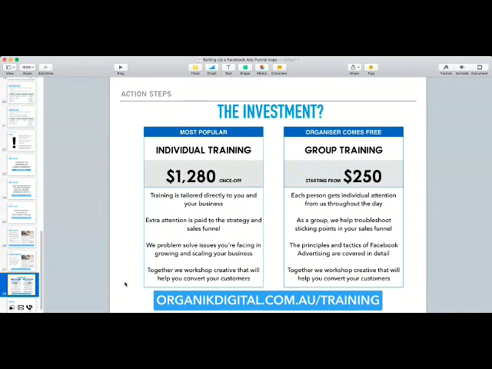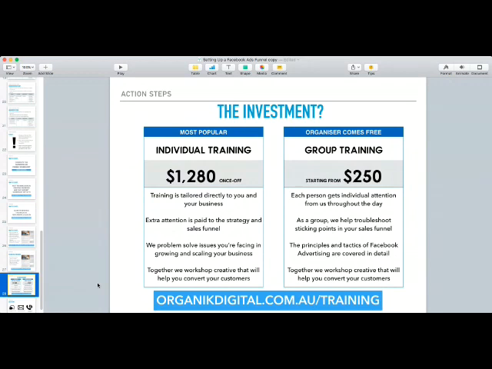I'm wondering how much they are. So there are two options. First one, if you're just an individual business and you're just wanting one-on-one training, much of the end of the day, we really pay attention to the strategy and sales funnel, and we map out going through that process that we've done today.